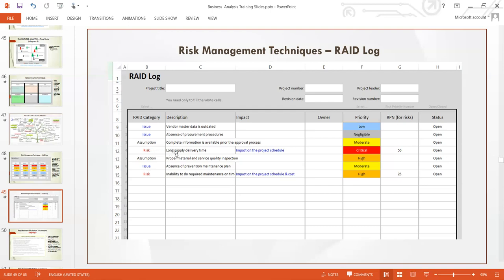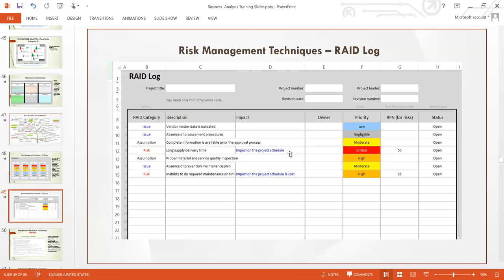The risk here is long supply delivery time, meaning that the time it takes to make delivery is long. And it's not good for business because if it's taking this long or coming this late, it's going to affect our business. So the impact here is on project schedule, or let's say project timeline.